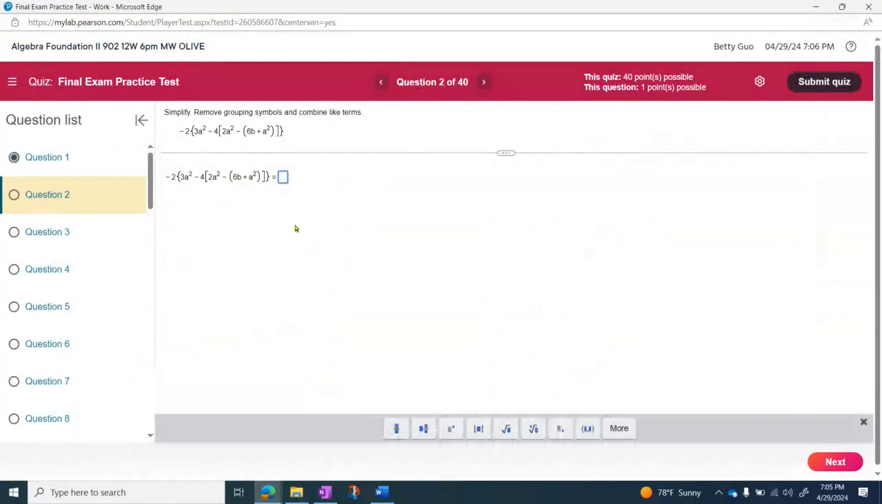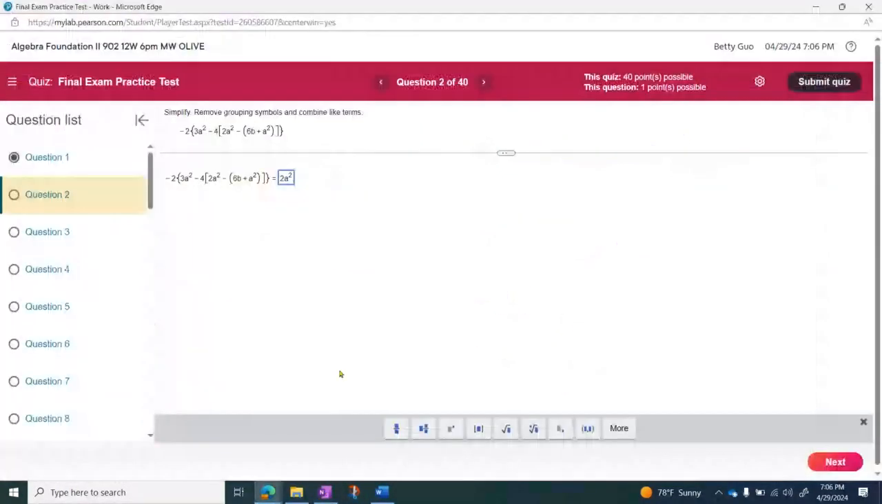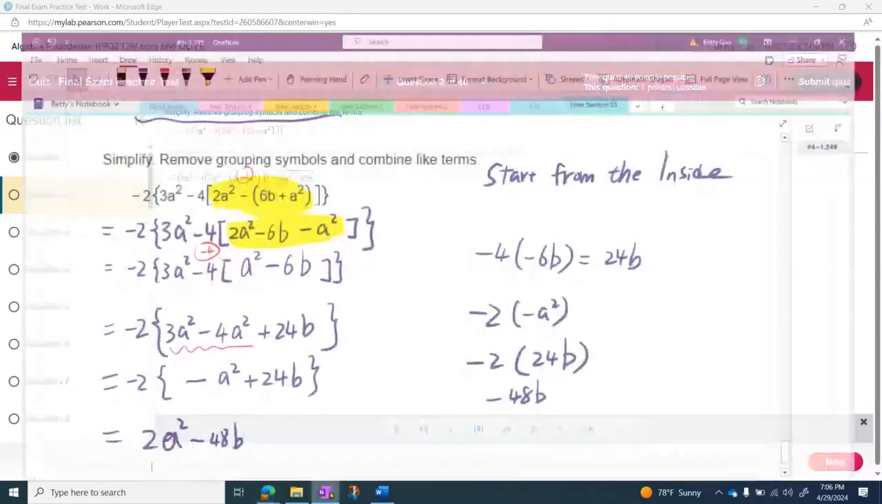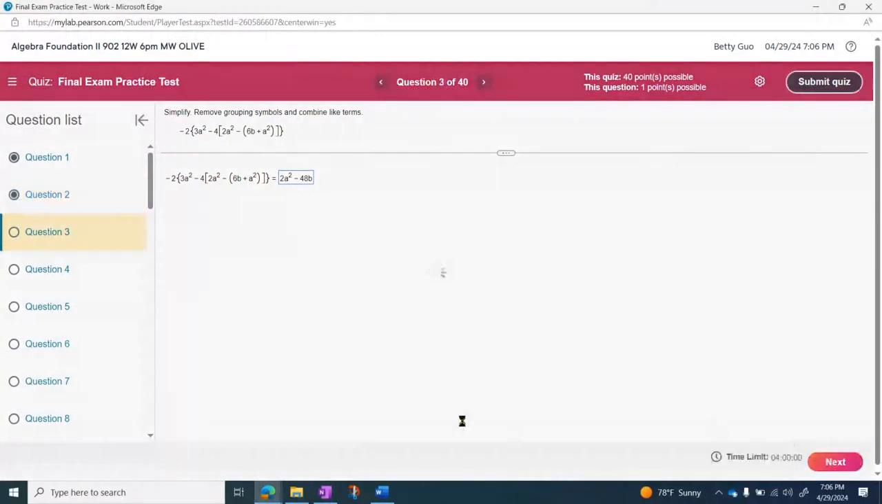2a squared minus 48b. Let's double check. Make sure we enter what we wanted. 2a squared minus 48b. Okay. Next.